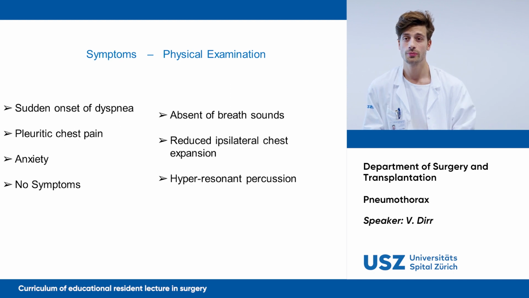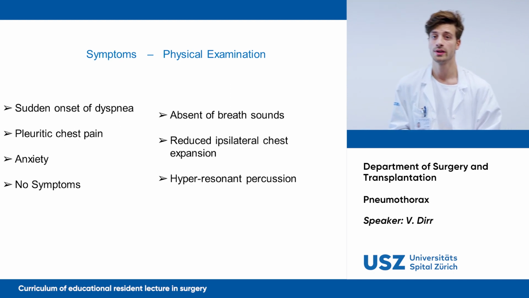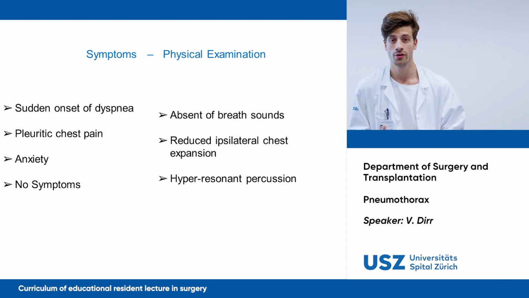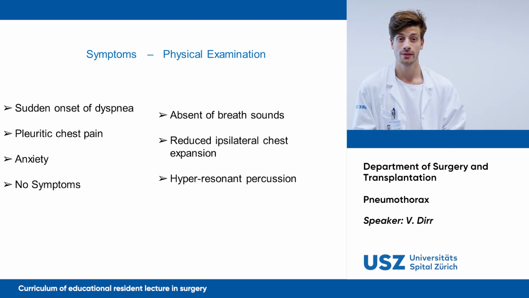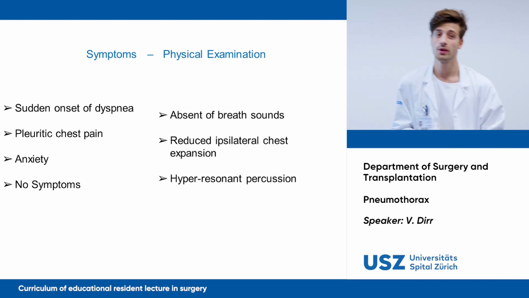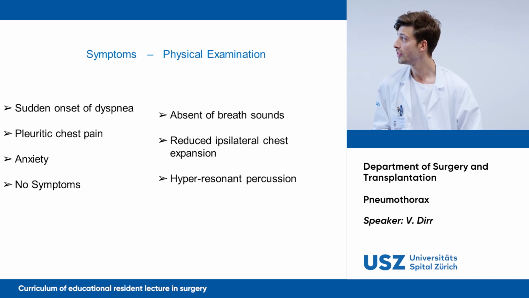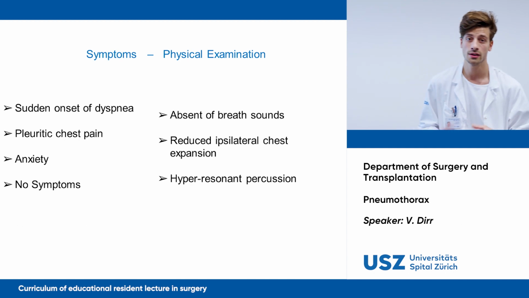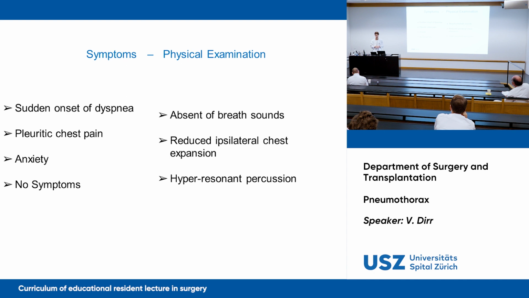So the patient usually presents with a sudden onset of dyspnea, with a pleuritic chest pain, which means there's a sudden, sharp, burning, ipsilateral chest pain when inhaling or exhaling. These patients also are anxious, or sometimes they have no symptoms at all. And this is especially true for a primary spontaneous pneumothorax. On the physical examination, due to the missing lung tissue below the chest wall, we can hear an absence of breath sounds, a reduced ipsilateral chest expansion, or a hyperresonant percussion.